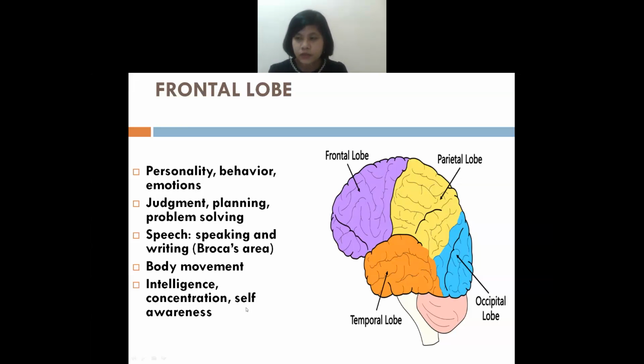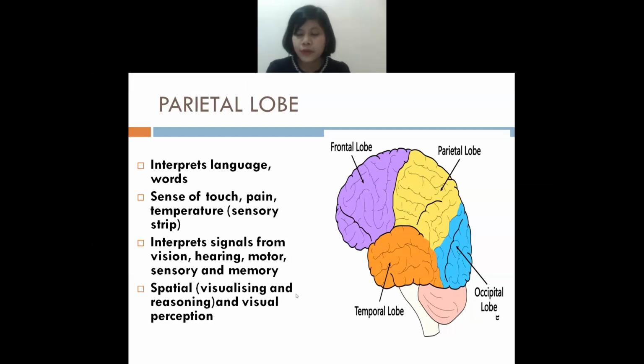Next is self-awareness. Self-awareness in the sense like you are aware of something. You'll be aware that if I do this, it might happen to me. So you will be cautious. It means awareness. So all these are the functions of the frontal lobe. Is it clear? Is it clear about the frontal lobe? Yes, ma'am. Okay.